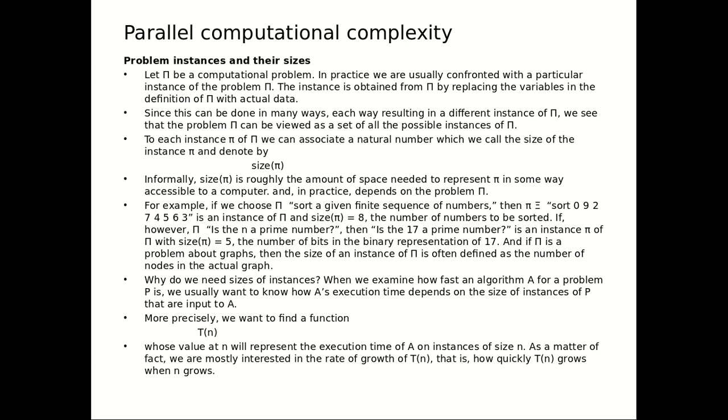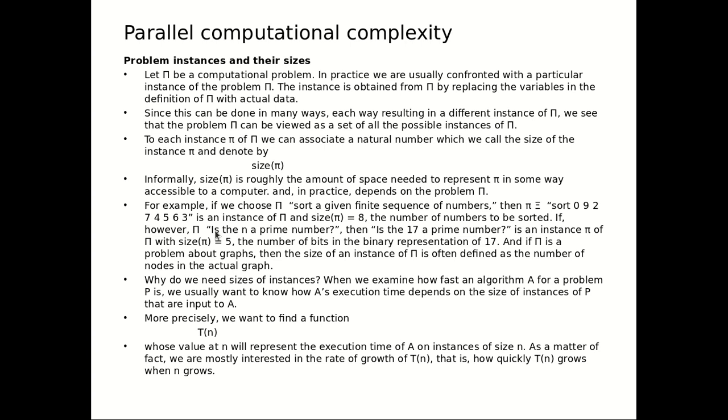So in this case each of the values are different, and suppose there is one instance of pi which says sort 092 and the other instance is sort 1573. So we have two instances and the size of pi in each is different. In the first case it is 3 and in the second case it is 4. Now in this case we have the instance sort 0927456. So in this instance the size is 8.